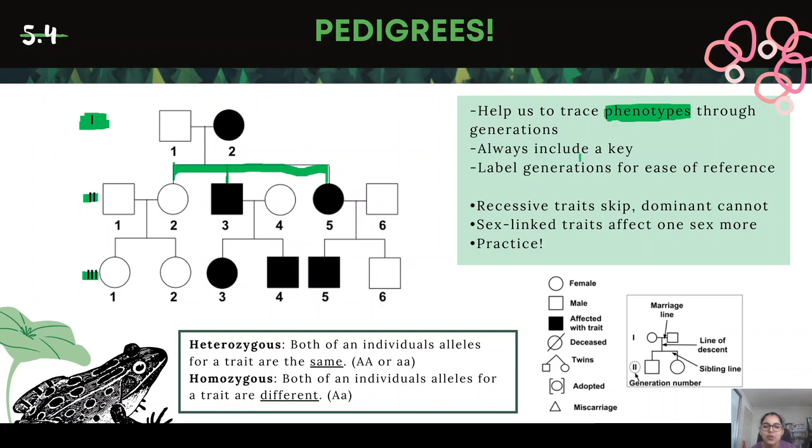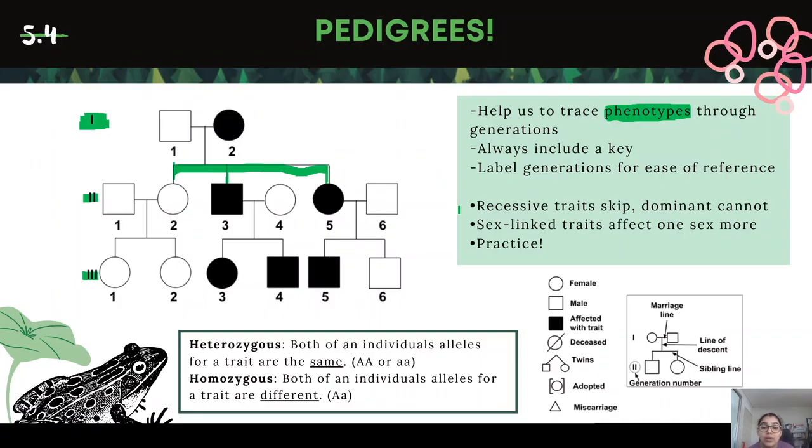Alrighty, so a recessive trait will skip generations. In this image, we can see it's not a recessive trait, because at least one person in each of the three generations has it. That's how you tell recessive versus dominant. Dominant does not skip generations. It can't skip a generation because it's dominant. So that's why we can safely say that this is a dominant trait.